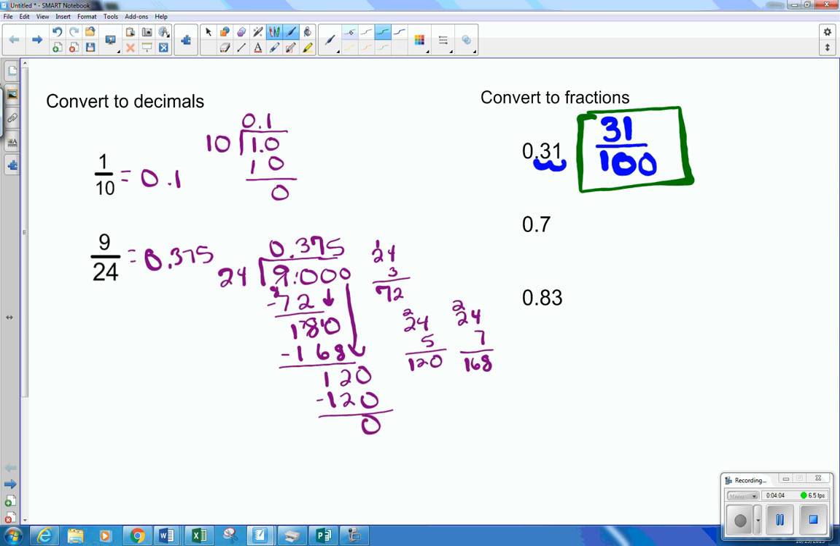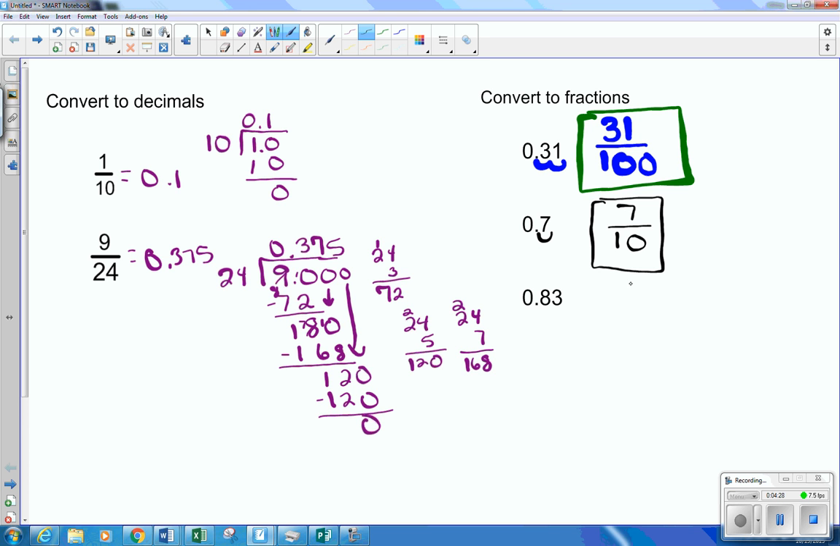All right, now what about this one? Looks like there's only a 0.7. So again, 7 is going to be my numerator. My denominator is a 1. And how many decimal places am I using? Well, just 1. So I just add one 0. 7 over 10. Again, that fraction cannot be reduced. Looking at your test, there was not a fraction that could be reduced.